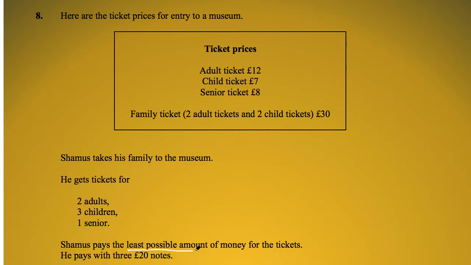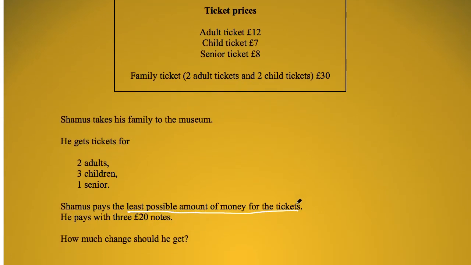Okay, so this is important. Least possible amount of money for the tickets. He finds the best deal for the tickets. He pays with 3 £20 notes. How much change should he get?